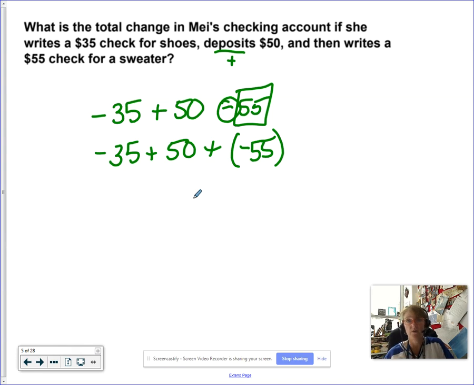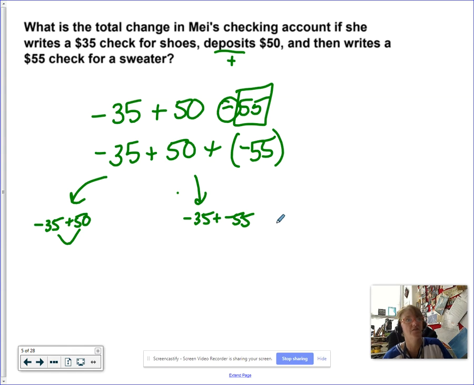Okay, now go to town and see which way you like to do it. Some people might want to take that -35 and +50 and do that part first. Some people might want to switch things up and put the -35 and the -55 first, and then add that 50. Some people might do the 50 and the -55 first and tackle it that way, and then deal with that -35 out front after you group those two together with the associative property.